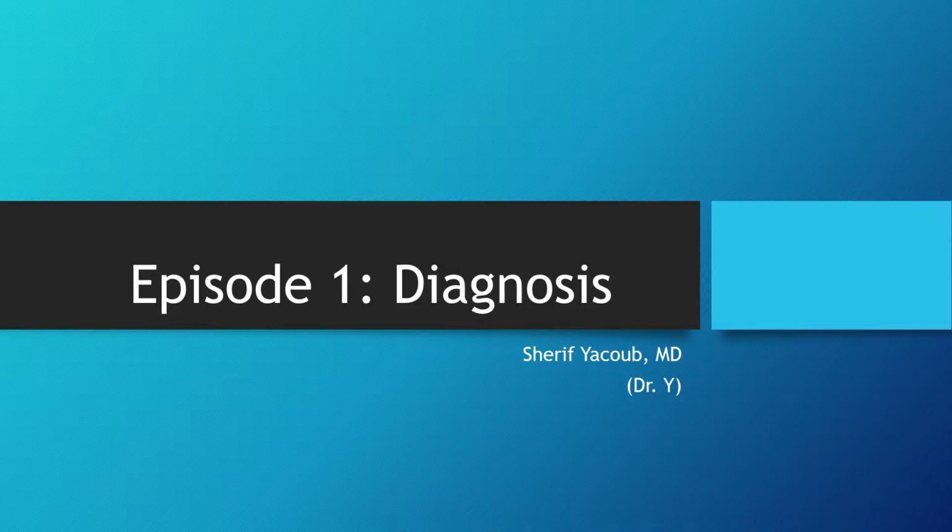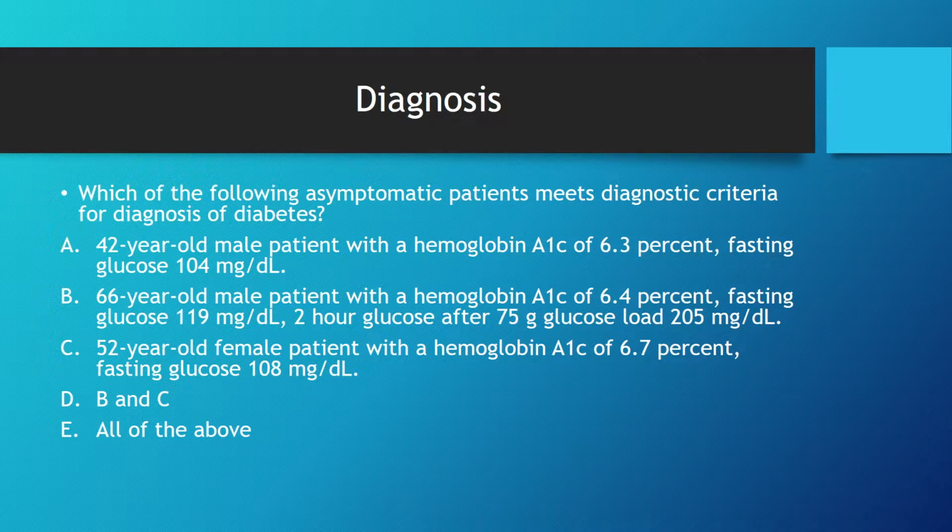In this episode, we will talk about the diagnosis of diabetes and prediabetes. Let's start with a question. Which of the following asymptomatic patients meets diagnostic criteria for diagnosis of diabetes?